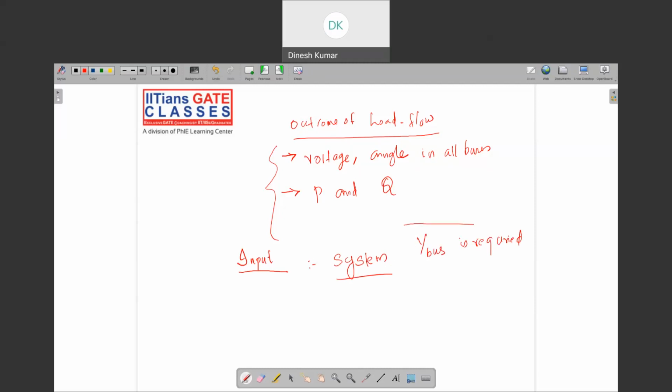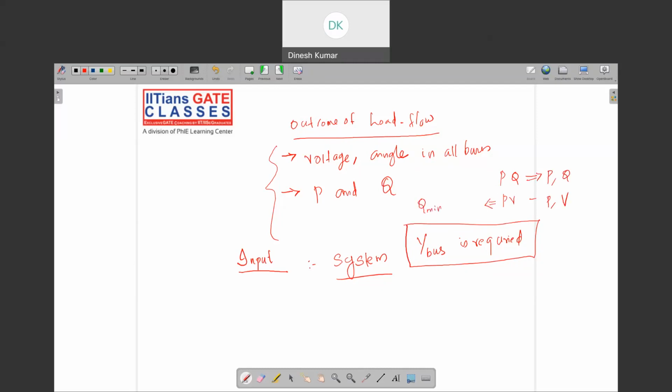Hence Vbus is required for finding the load flow state. Then if it is a PQ bus, you have to give the exact P and Q, the load demand at that particular point. Then if it's a PV bus, we have to give P and V. But in most places, there will be some Q min and Q max.